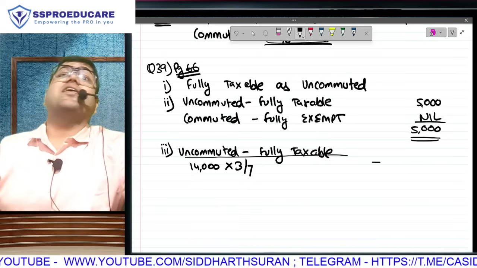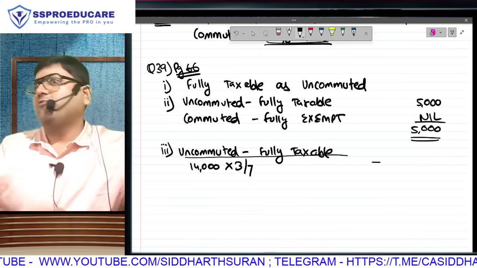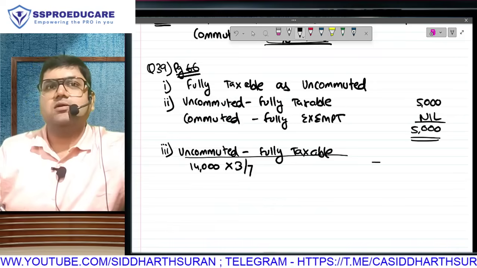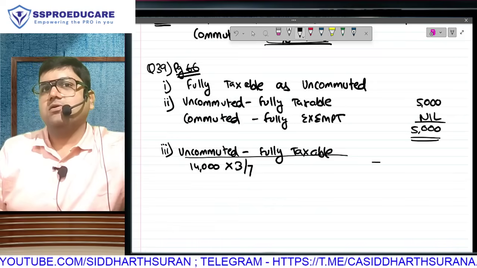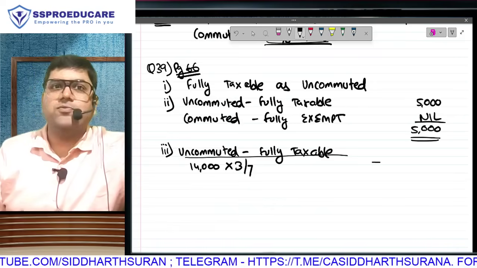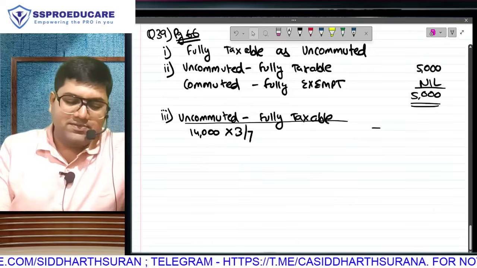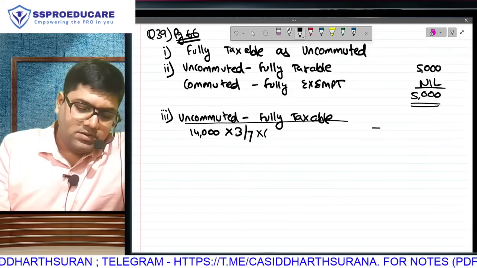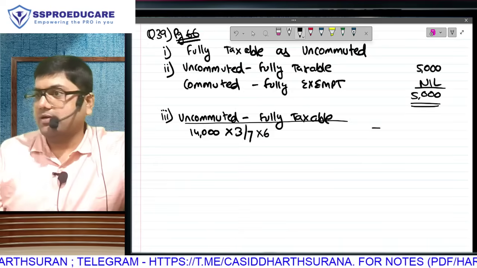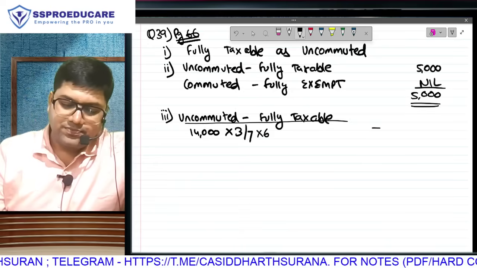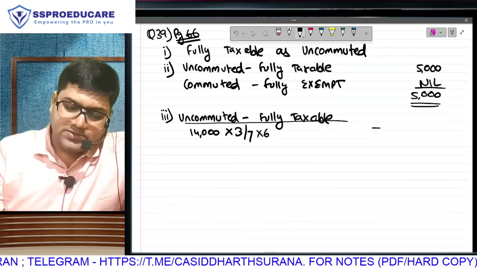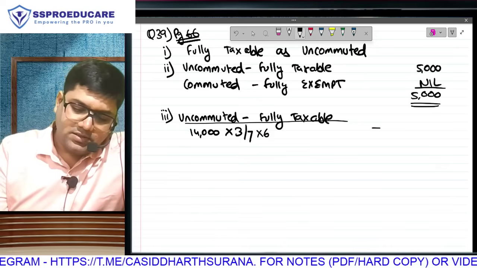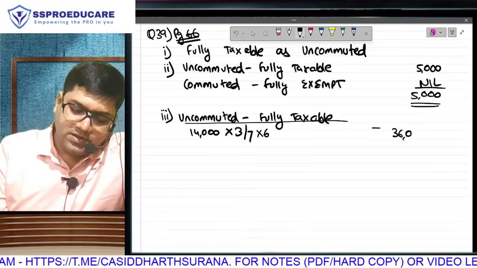If you take nothing in commuted, so 14,000. But have you commuted some portion? How much is that portion? 4 by 7. So how much will your uncommuted continue? 3 by 7 into 14,000 into 6 only, because September ka retirement. That will give you 36,000, and anything else is wrong. 36 is the only correct answer. Anything else, bro, is wrong.